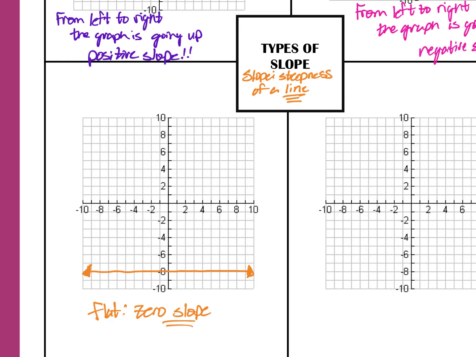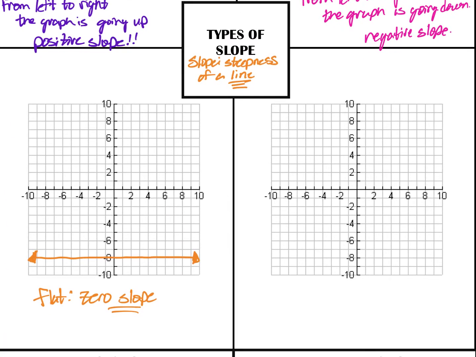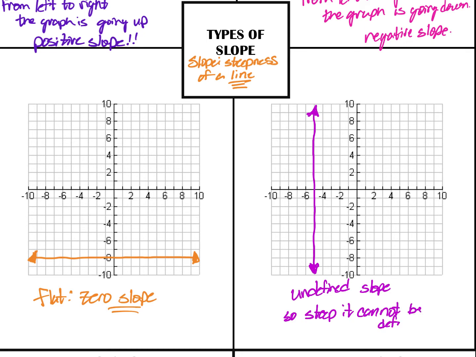And then the other one we're going to talk about is the one that has so much steepness that you can't climb it or can't do anything with it, right? And it's called undefined. And it's so steep, it's vertical, it's straight up and down, right? So this is undefined slope. It's undefined because it's so steep you can't define it. So steep it cannot be defined. Okay? So it's undefined. Does that make sense? Okay.